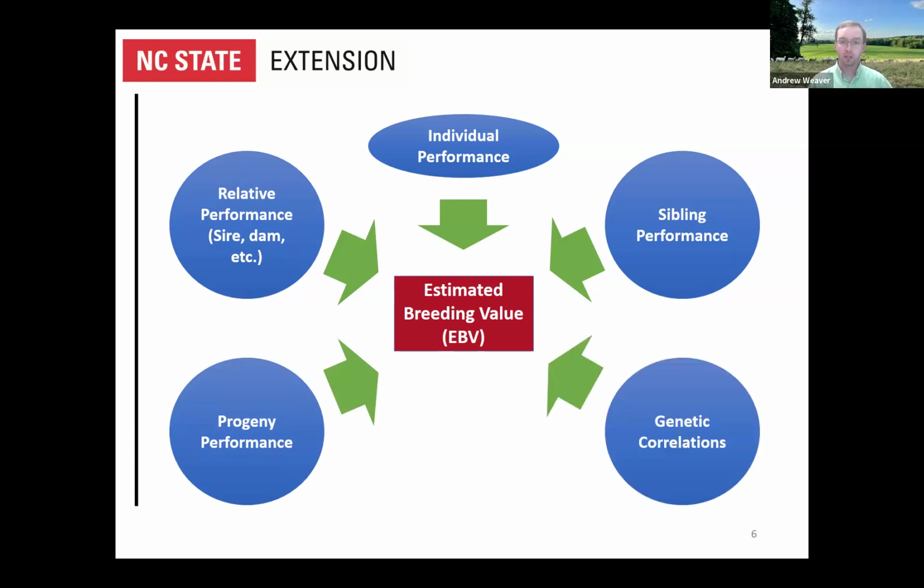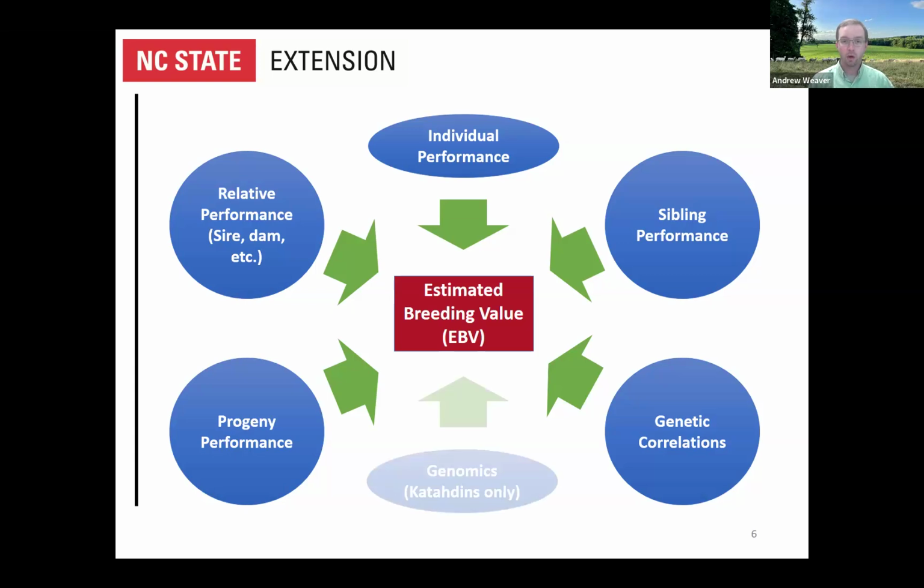Genetic correlations between traits. We know that weaning weights are associated with post-weaning weights. We know that weaning fecal egg counts are associated with post-weaning fecal egg counts. And so when we're measuring multiple traits, we can do a better job of predicting other traits that we know are genetically related, genetically correlated, that share genes. And so that goes into the evaluation.